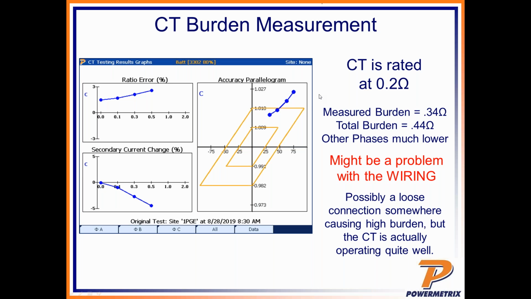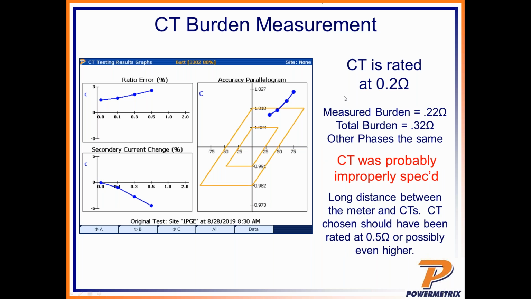Let's look at the same thing, okay? But this time, when we measured the burden, we'll say it was maybe 0.34 ohms. That would make that total burden at this test point 0.44 ohms, okay? And we'll say the other phases had much lower burden. This might be a problem with the wiring. The CT is fine, right? You might have a loose connection somewhere that's causing this high burden, but the CT itself is actually doing great. So it's still within spec, even at more than double of its burden rating. So the problem here, not the CT, it's more that you might have a loose connection or something somewhere, right?